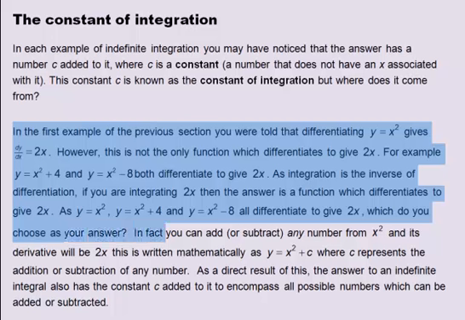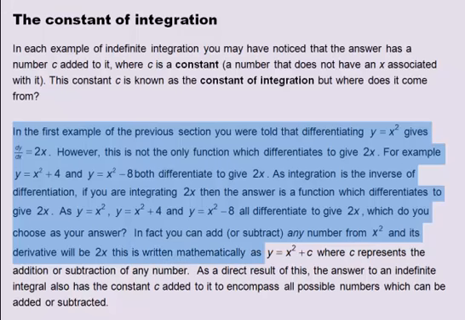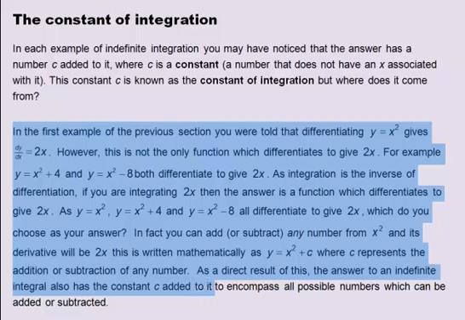In fact, you can add or subtract any number from x squared, and its derivative will be 2x. This is written mathematically as y equals x squared plus c, where c represents the addition or subtraction of any number. As a direct result of this, the answer to an indefinite integral also has the constant c added to it, to encompass all possible numbers which can be added or subtracted.